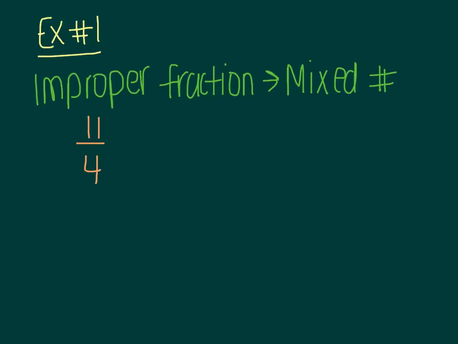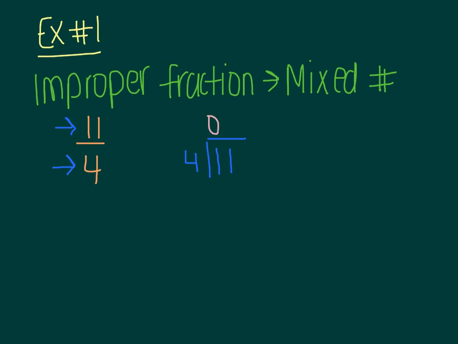All right, we have example number 1. So what we do when we change improper fractions to mixed numbers is we divide. Remember, I said the numerator always goes inside. So I have 11 divided by 4. Okay? And in this case, since it's an improper fraction and the numerator is greater than the denominator, the bigger number is inside. But even in a proper fraction, when the numerator is smaller, you still have to put the numerator inside.